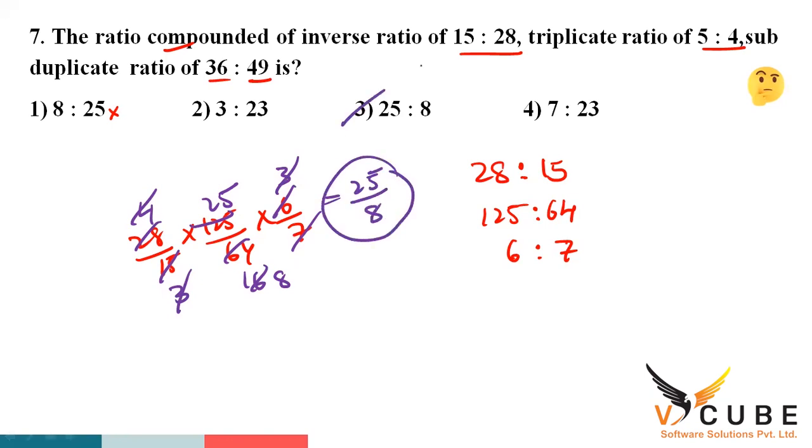25 is to 8. Clear and all of you? Yes, sir. Yes, sir. Okay, right. Any doubts regarding this question? No, sir.